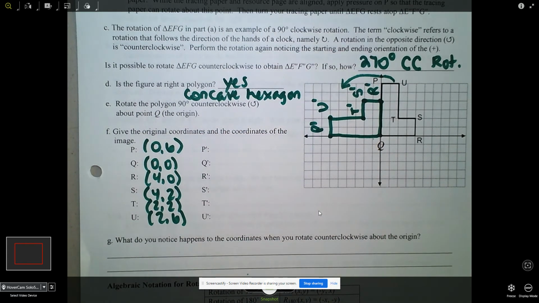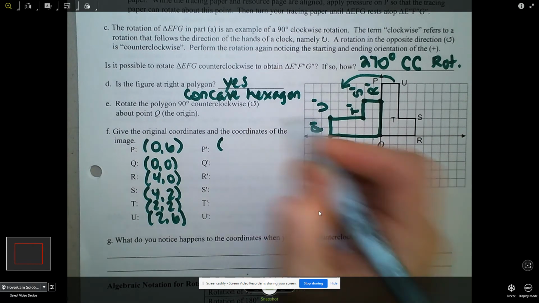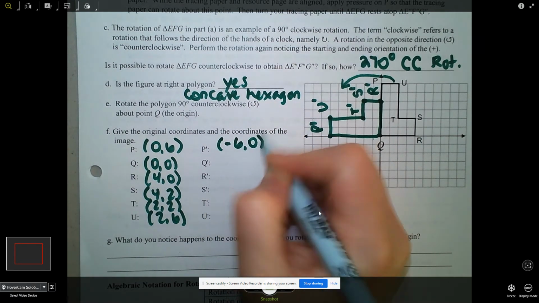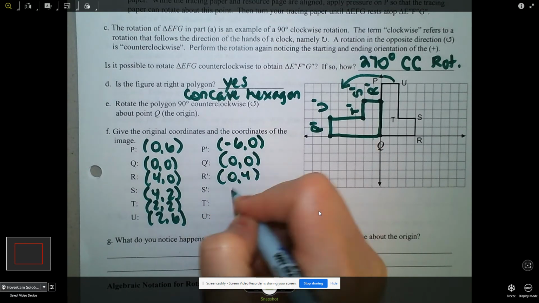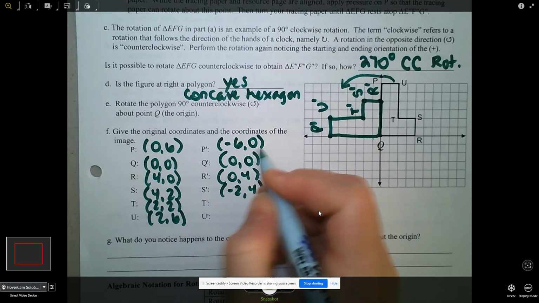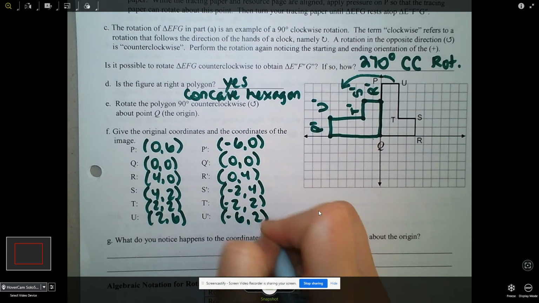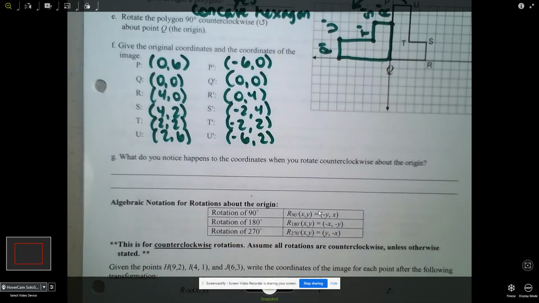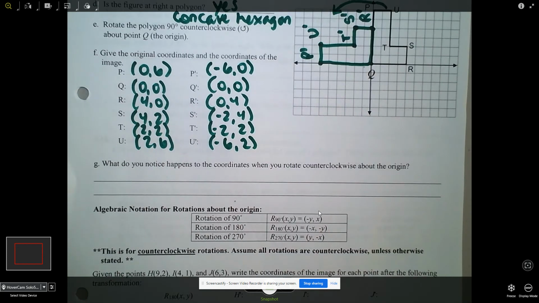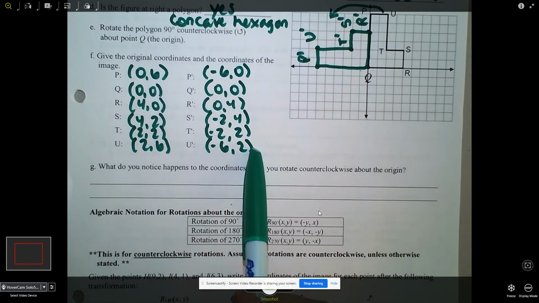The image points become, and I'm just taking them off the picture here, what I just drew in marker, negative 6, 0, 0, 0, 0, 4, negative 2, 4, negative 2, 2, and negative 6, 2. So if you would like to avoid ever having to do that process yourself, you can start looking at connections between the original points and the image points. So how did I get from this one to this one?